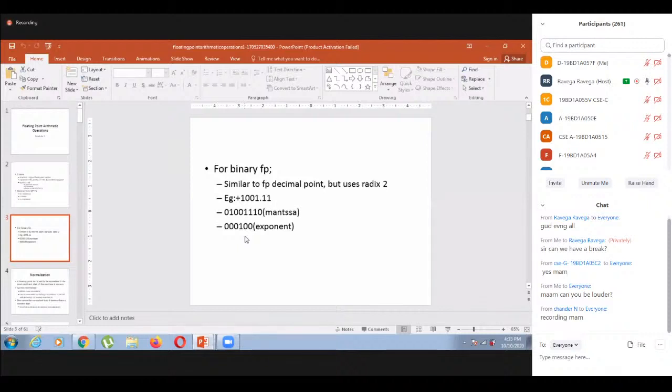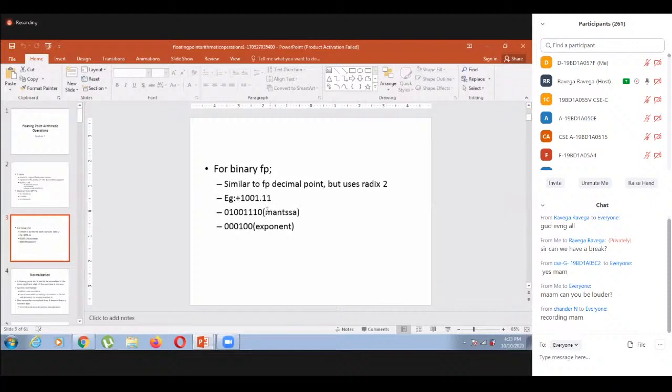So it is the exponent value. Coming to the floating point representation for binary numbers, for example 1001.11. Here the plus sign is indicated. It is a positive number. So in this, how do we represent the mantissa part?